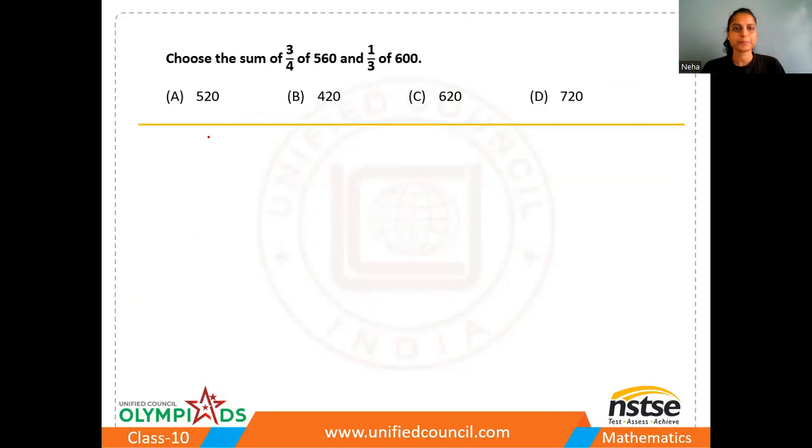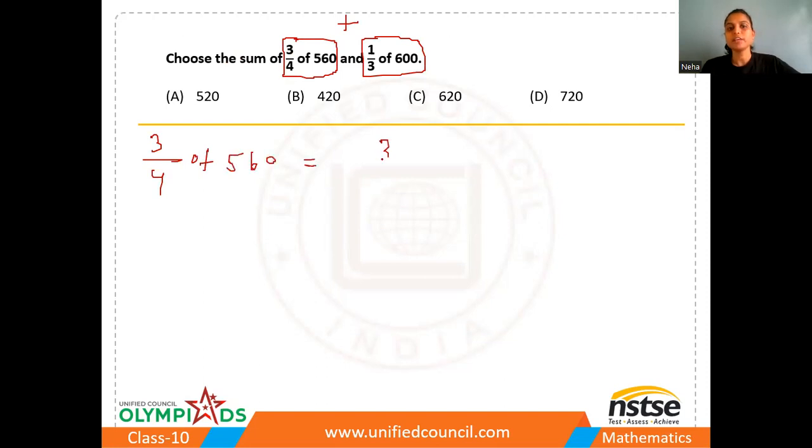Let's jump to the next one. Choose the sum of 3 by 4 of 560 and 1 by 3 of 600. Okay. So, just read the question and try to understand the concept. Basically, what is the question asking for? First, the question is asking for 3 by 4 of 560 and 1 by 3 of 600, and then the question is asking for the addition of both these numbers. Clear? So first, let me try to find out the 3 by 4 of 560. So this is nothing but 3 by 4 multiplied by 560.